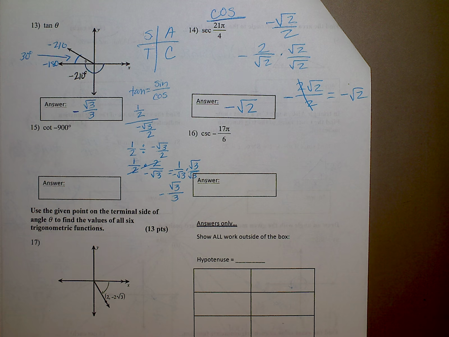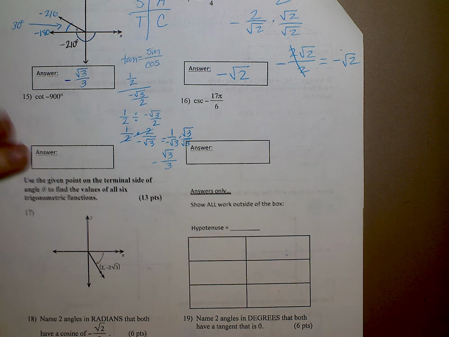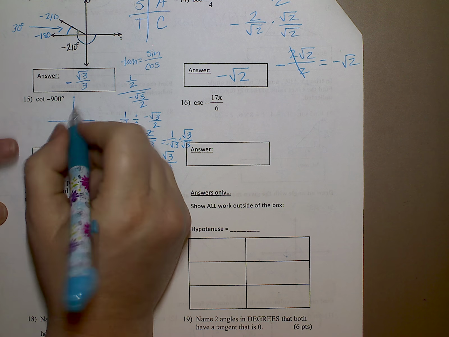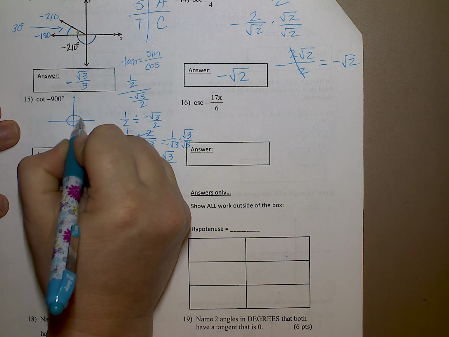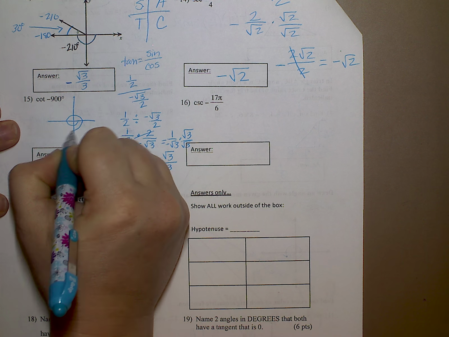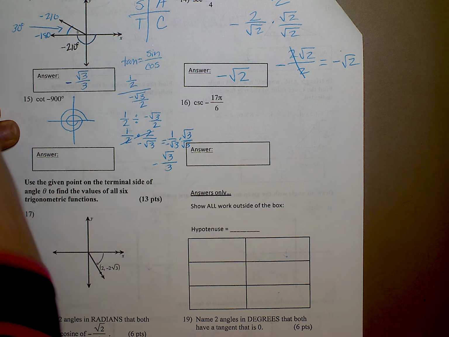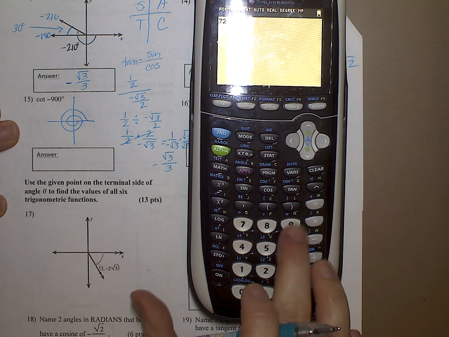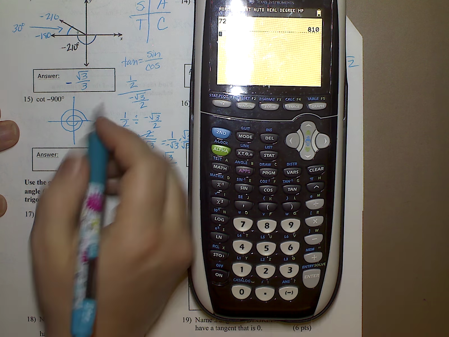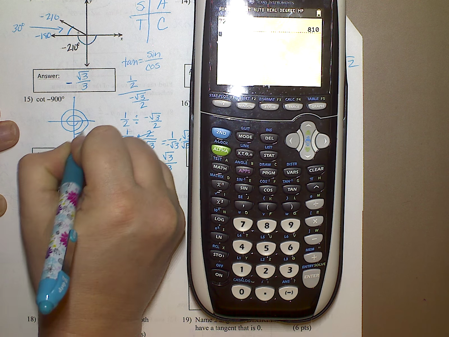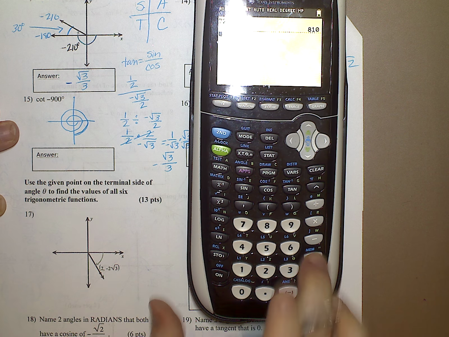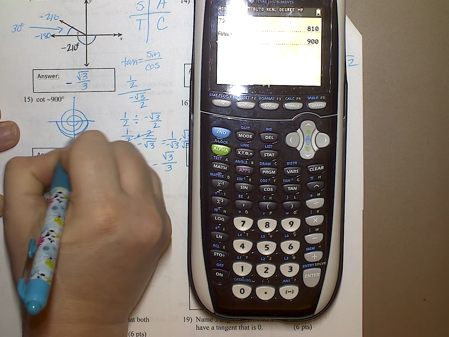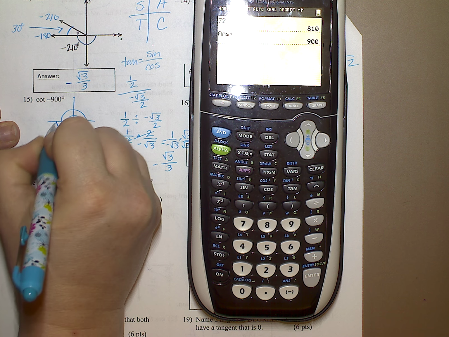Okay, all right. Cotangent of negative 900 degrees. If I think about this, let's see. Negative 900. Well, negative 360 is one revolution. Negative 720 is another revolution. If I go another quadrant, I'm at negative 810, right? Another 90 degrees puts me at negative 900. So guess what? We're talking about this angle right here.